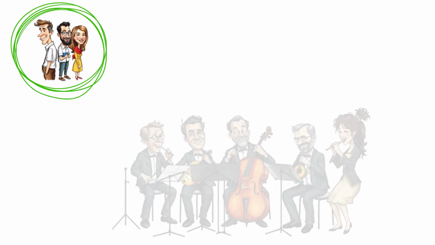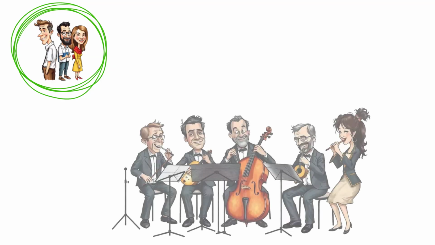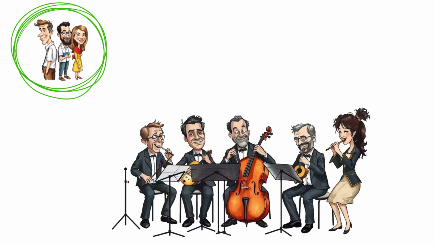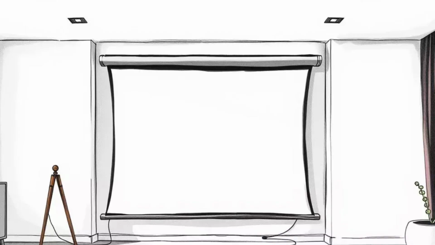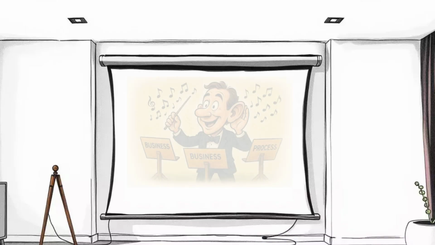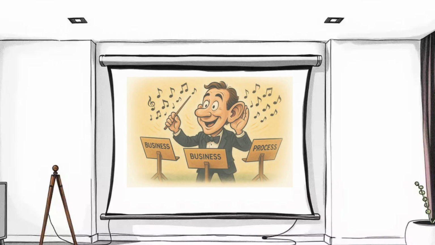You've probably heard, the customer is always right. But in Lean Six Sigma, there's more to the story. Think of your organization as an orchestra. If you only listen to one instrument, you miss the harmony. The same goes for process improvement. Focusing solely on the customer is like tuning out the other players. To make real, lasting improvements, you need to tune into all the voices, especially the voice of the business and the voice of the process.